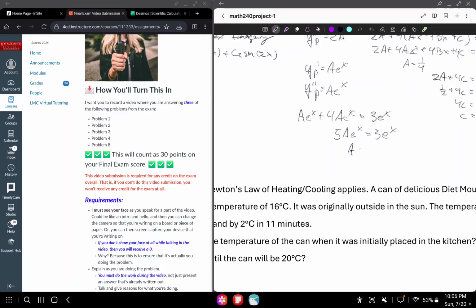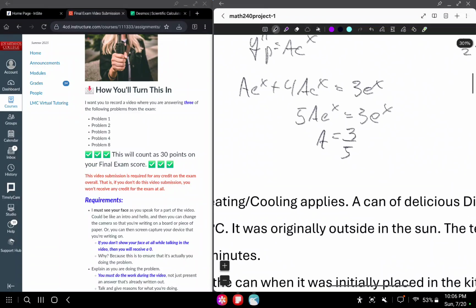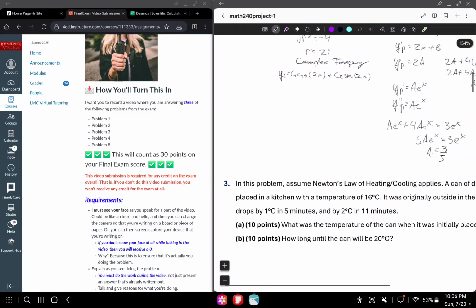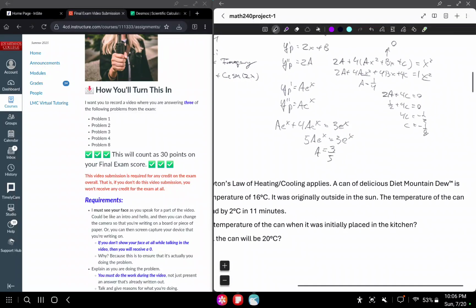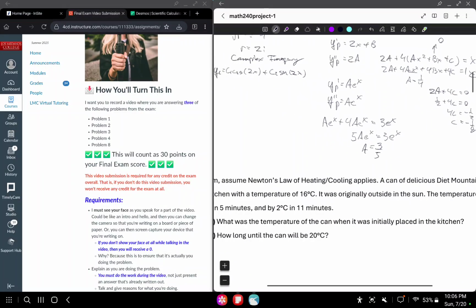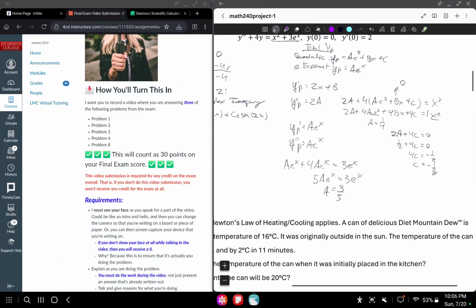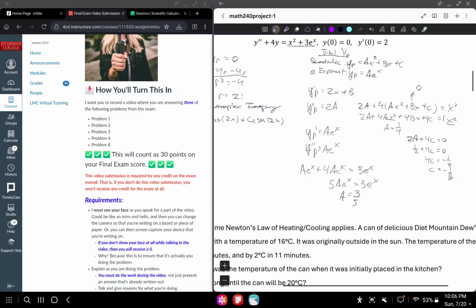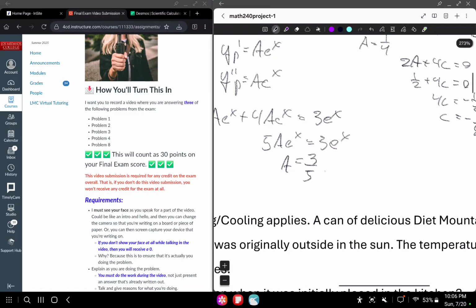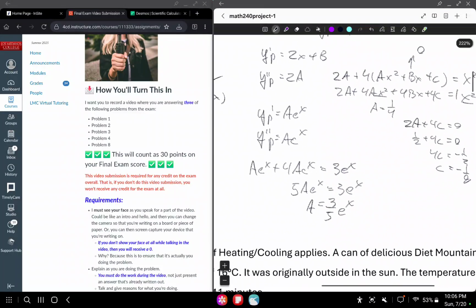A just needs to be 3/5. A just needs to be 3/5. So 3 over 5 e to the x will be our y sub p.